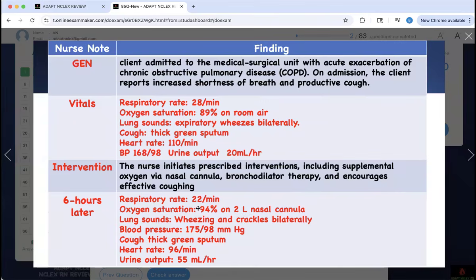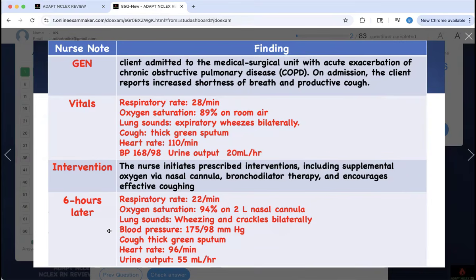Client admitted to the medical surgical unit with acute exacerbation of COPD. On examination, the client reports increased shortness of breath and productive cough. What are the vitals? Respiratory rate of 28, saturation 89%, lung sound, expiratory wheezing bilateral. Patient is coughing, taking green sputum, and a heart rate of 110, blood pressure 168/98, and urine output of 20. What did the nurse do? The nurse initiates prescribed interventions, including oxygen, bronchodilators, and then encourages effective coughing.